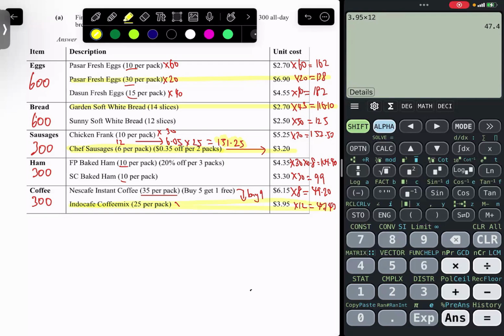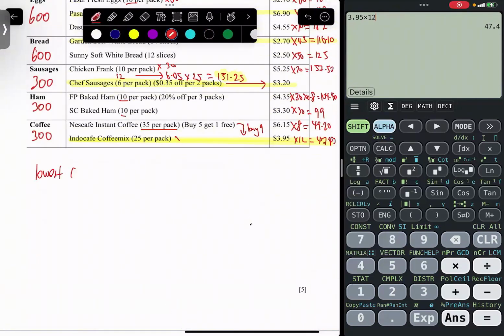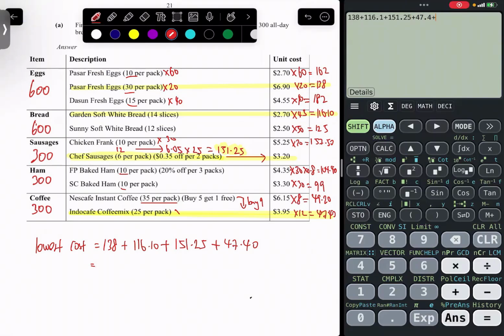Okay, so the total cost, right? I find the lowest possible cost. Lowest cost equals 138 plus 116.1 plus 151.25 plus 47.4. Oh, sorry, I missed out the plus 9 plus 9. So this one is for the highlights. Okay, so total cost is 551.75.